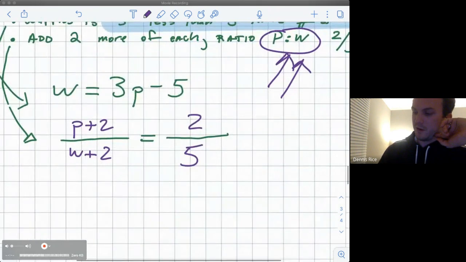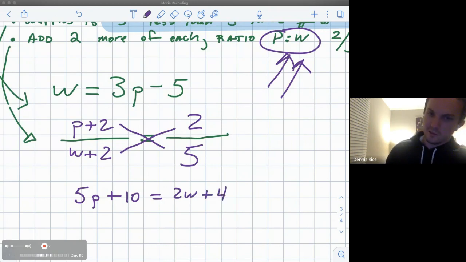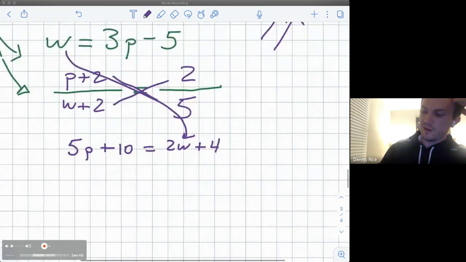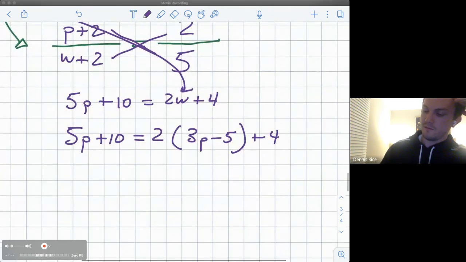What you can do, we don't really like it like that, so you could cross multiply. You get 5p plus 10 and 2w plus 4. That's cross multiplying and distributing. I'm kind of skipping a step. And now, yeah, I would substitute in w, exactly, Ethan. So I would replace w with 3p minus 5, use parentheses. So w becomes 3p minus 5. And don't forget the plus 4. And now we could solve.